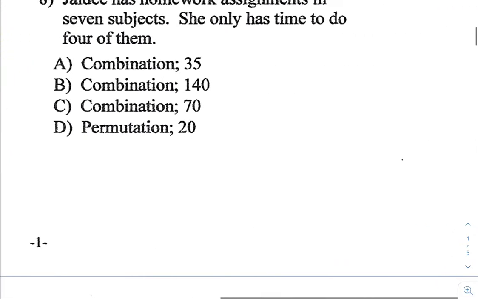8. JD has homework assignments in 7 subjects. She only has time to do 4 of them, but it doesn't say specifically which 4, right? So this one's going to be a combination. So 7 total subjects, and you're choosing 4 of them. So 7 choose 4. In your calculator, you have to do 7 choose 4, and you should have gotten 35, which is A.